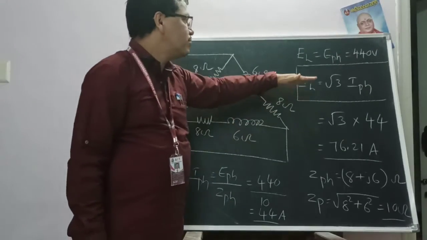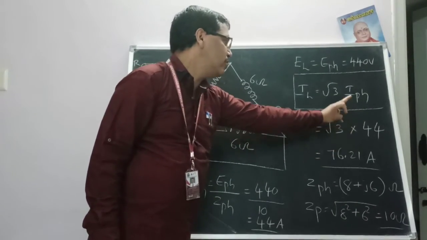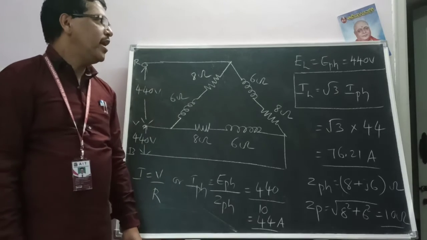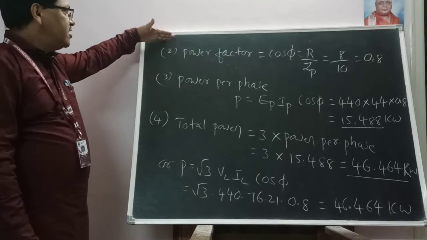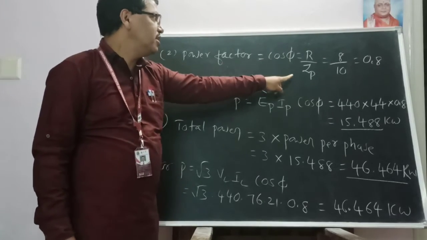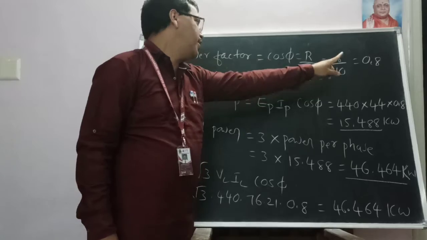This I phase we will substitute here. IL is equal to root 3 into I phase. Root 3 multiplied by 44, answer is 76.21 amps. That is the IL value. The second one is the power factor. As usual, cos phi is equal to R by Z. R value is 8, Z phase is 10.